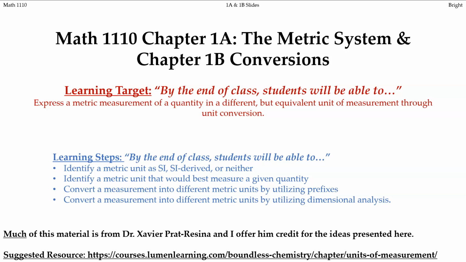Welcome, and we are going to talk about the metric system and see some conversions eventually in this chapter. So really, by the end, what we want to be able to do is talk about metric measurement of a quantity and then express that quantity using different units of measurement, but still using the same magnitude.